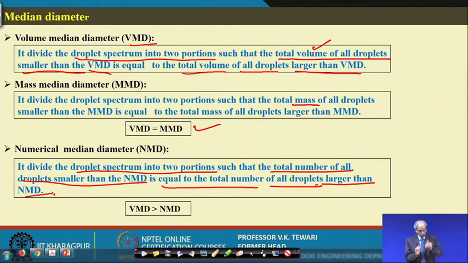If you see the definitions, all talk of putting in 2 parts, and in case of volume the volume will be equal on both sides. Similarly, for mass it will be equal on both sides. Numerical median diameter also seems similar, but then the VMD will be greater than NMD here. It was VMD equal to MMD there, but VMD will be greater than NMD when you consider the numerical median diameter, with respect to the classification of the various sizes of particles which are there.